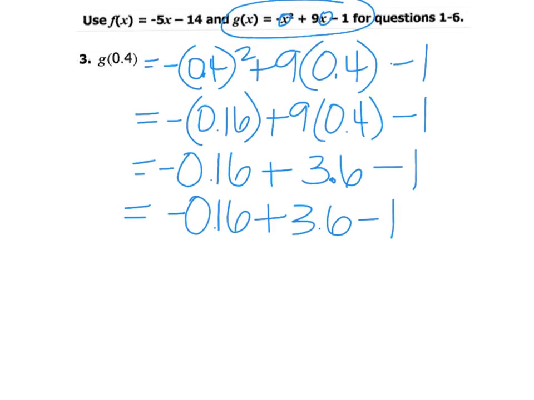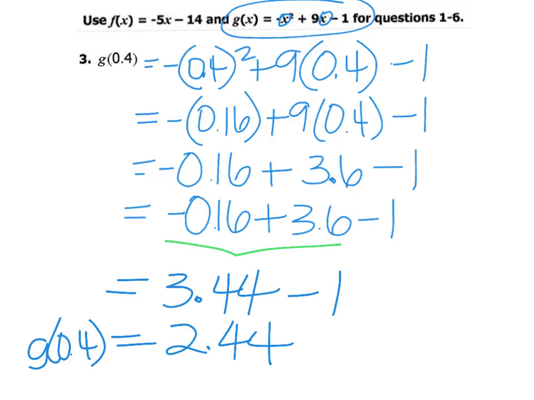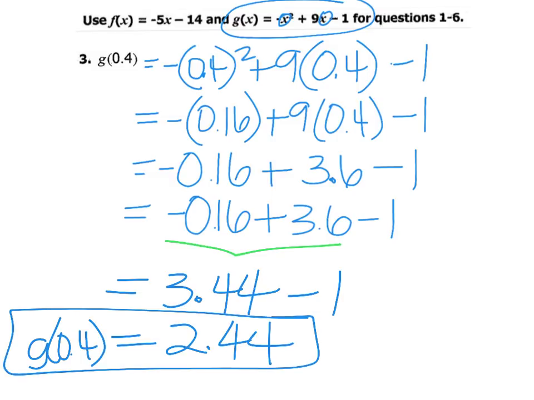So we're going to first do negative 0.16 plus 3.6, and that's going to give us 3.44. Then we're subtracting 1. So our final answer is 2.44. So g of 0.4 equals 2.44, and that would be our final answer.